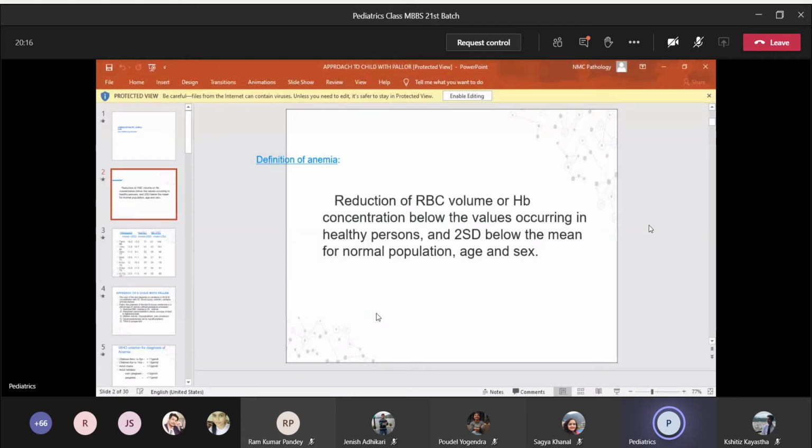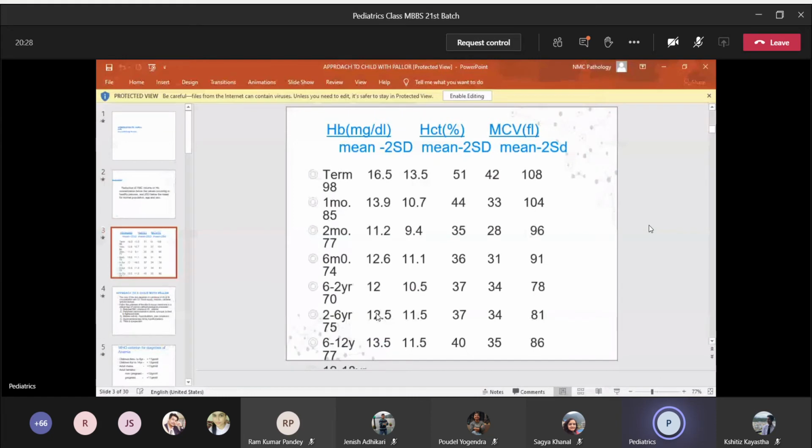2 standard deviation of the mean for normal population age and sex. So it's different in different age groups. For example, in term babies, the normal hemoglobin is 16.5 gram per deciliter. Similarly, in 2 to 6 years, the hemoglobin normal level is 12.5. So here's the table.